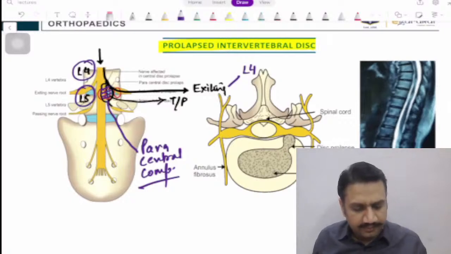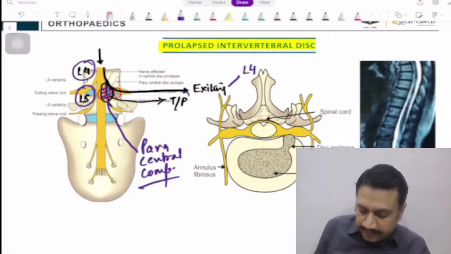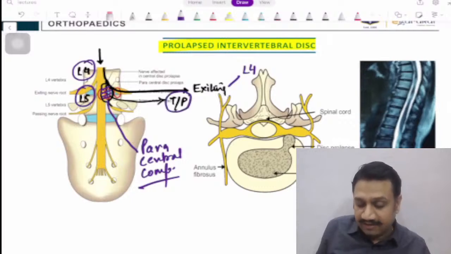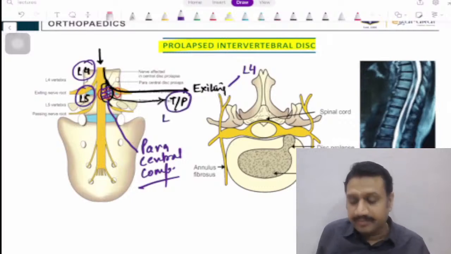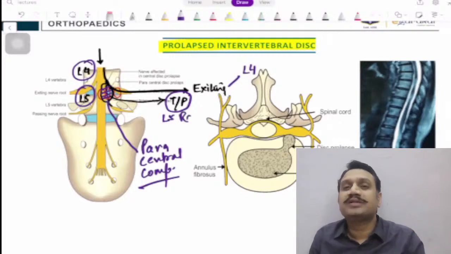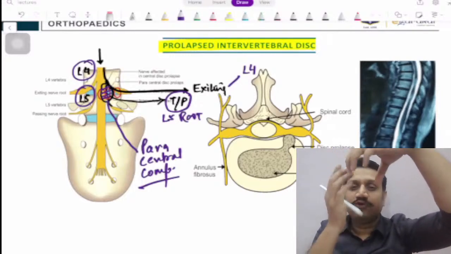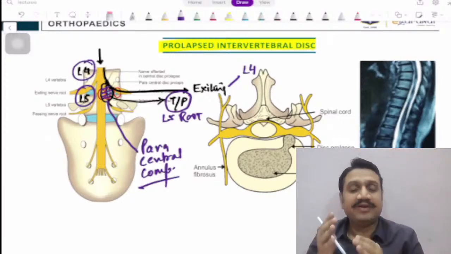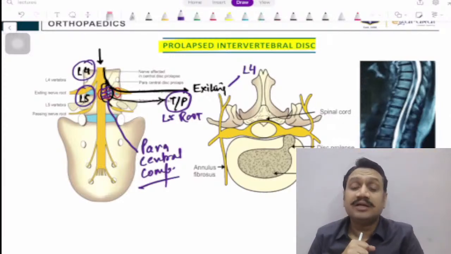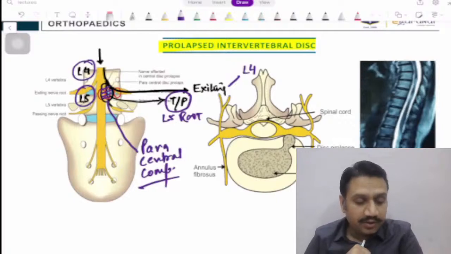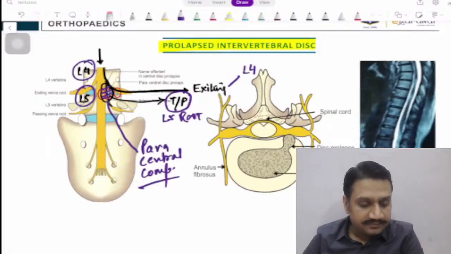This one which is traveling is the L5 root, right? So always remember at which level which root is exiting and which root is traveling between the L4 body and L5 body. The L4 will be going out, right? And L5 goes next to the center. We call it what? Paracentral.